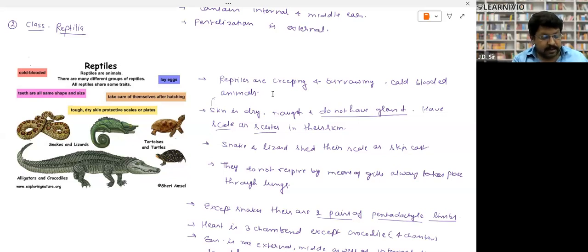When I was explaining amphibians, I told you that they have a sticky or slimy kind of skin. So hydrated skin. Their skin is slippery and hydrated. This is a sort of protection for them. But reptiles do not have any kind of gland on the surface of their body. So it's a very rough kind of skin. So next point.